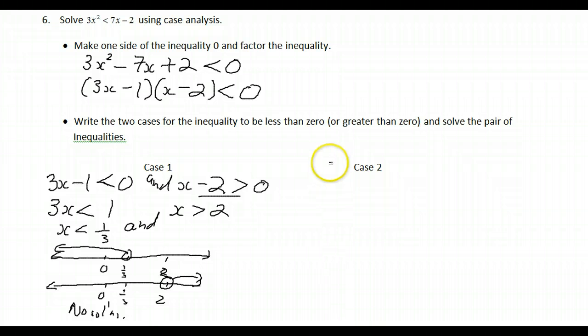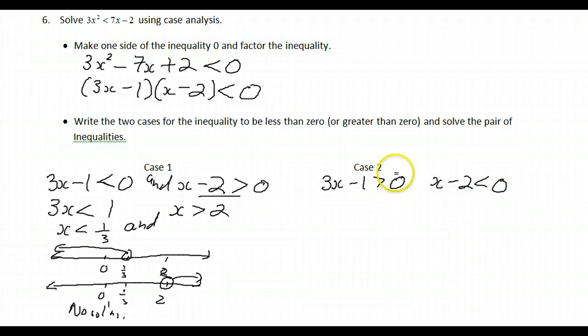Case 2. In this case, we're going to look at 3x minus 1. So that one will be positive, the first factor. And in that case, that makes the second factor negative, right? We need one positive factor, one negative factor, because the two multiplied together must give you a negative. If that were greater than 0, then they'd both be positive or both negative. So 3x has to be greater than 1, which means x is greater than 1/3, and x minus 2, so x is less than 2.